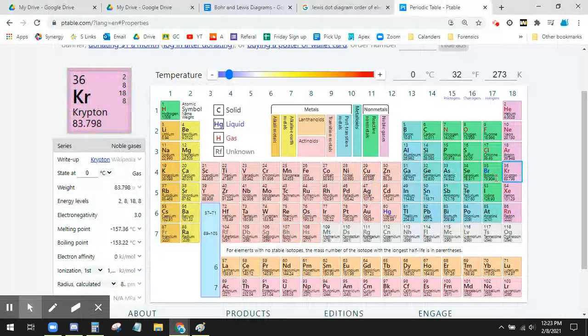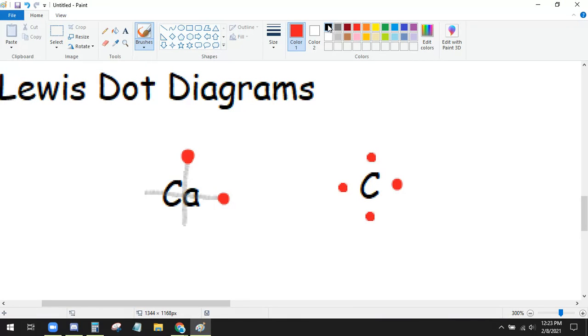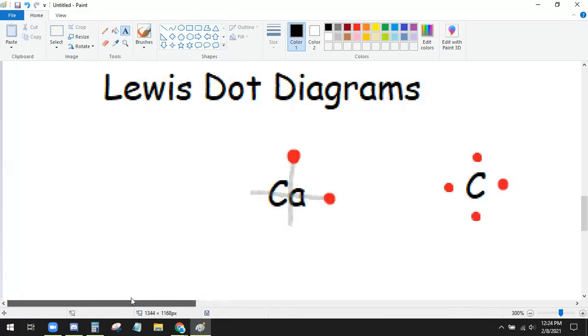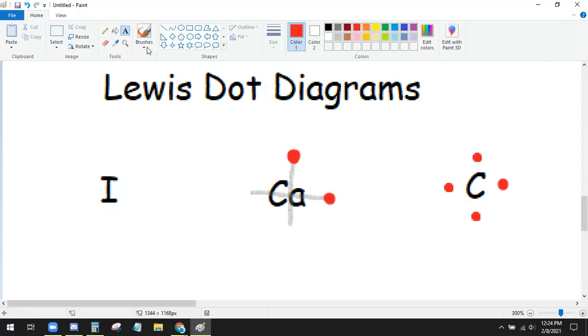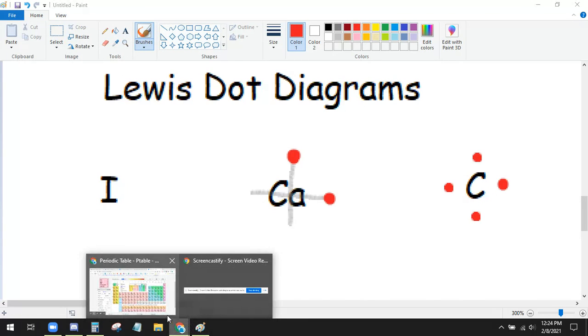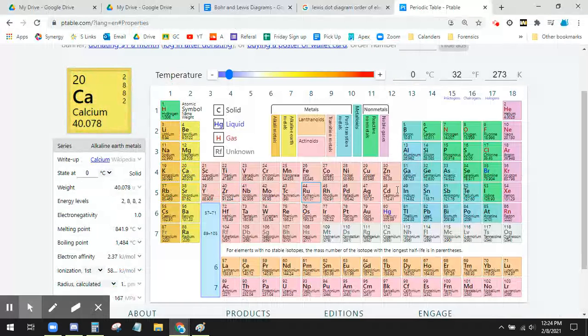Let's do iodine. Okay, go over here again, write in my symbol, just iodine. I came out a little bigger than the other ones, that's okay. And where is it? Which column? It is in column number 17, which means it has 7 valence electrons.